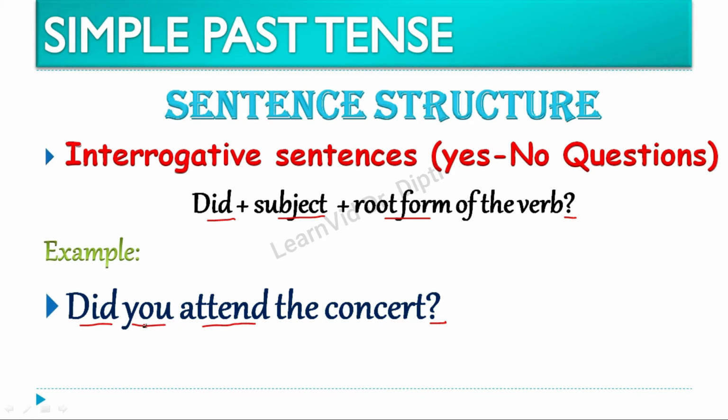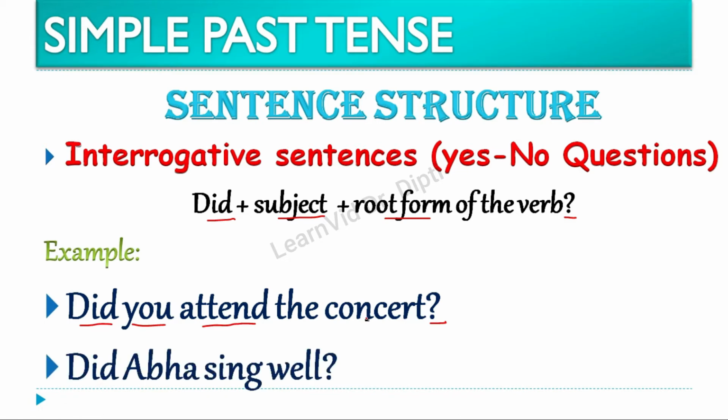तो इसका आंसर क्या होगा? If the answer is yes तो आप बोलेंगे yes I attended the concert, और अगर no होगा तो no I did not attend the concert. Now the next question, that is yes no question, is did Abha sing well. Friends this must be clear to you. पहले हमने लगाया है did, then comes the subject and then the root form of the verb and then the question mark. तो इस तरीके से हम yes no question की formation कर सकते हैं.